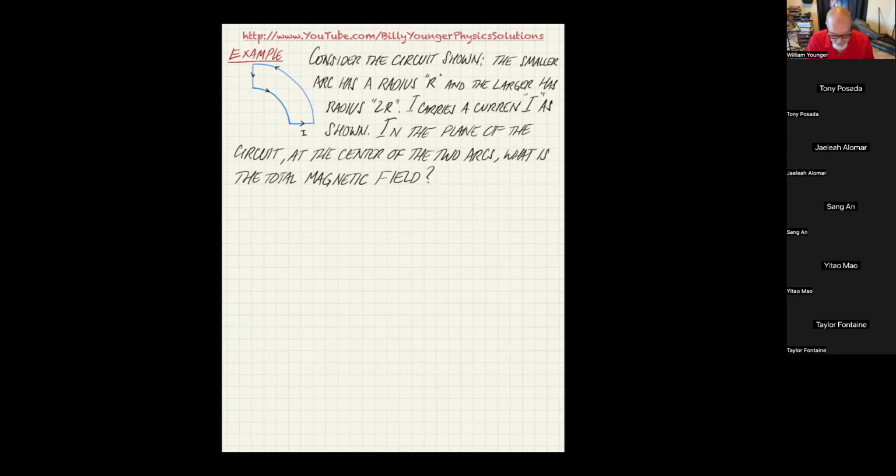It's not to scale, by the way. You'll notice the radius of the inner arc is actually 3 squares, and the radius of the outer arc is only 5. It should be 6 if it's really 2r, but that's okay. We're not supposed to necessarily draw things to scale anyway. It carries a current I, and specifically, according to this question, we would like to know the strength of the magnetic field right there at the center of both of those circles, in the plane of the page. So we're looking for the magnetic field at that dot right there.